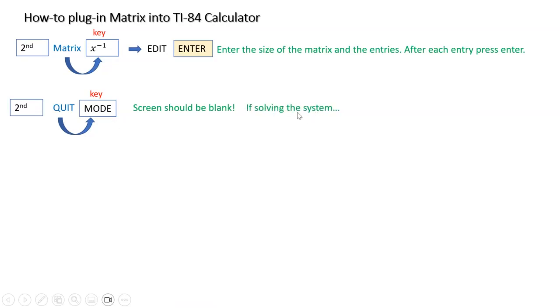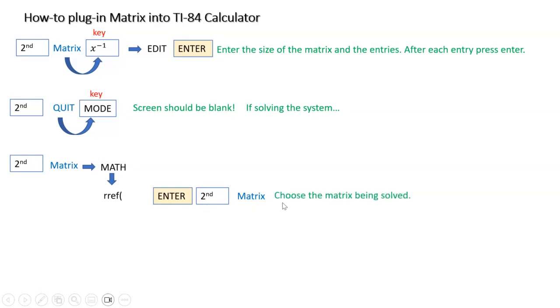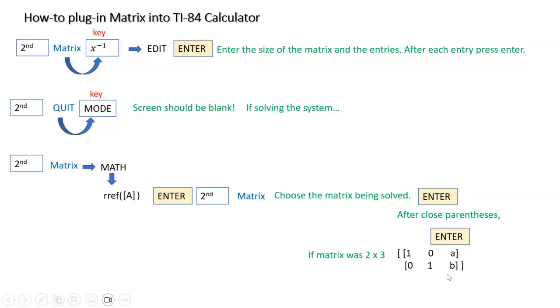Now, if you're solving systems, then you're going to go again to second matrix. You're going to go over to math. You go down to RREF, and then you enter, and then you get the matrix, whatever matrix it was. Choose the matrix being solved. Say it was matrix A, so you enter matrix A. You close parentheses, and then you get the answer. If it was a 2 by 2 matrix, this is what you would see. And if it was a 3 by 4 matrix, you will see all ones across, the rest zeros, and it'll be A, B, and C.